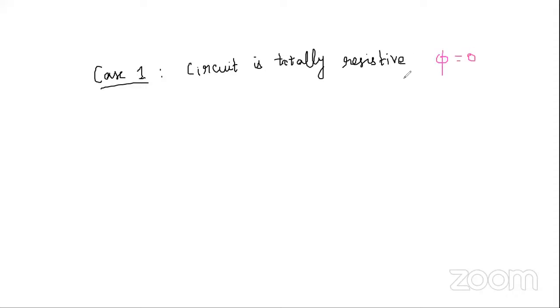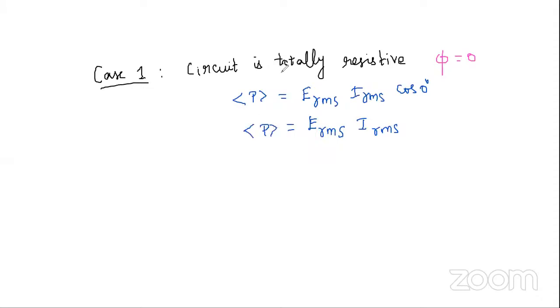We have already discussed that. You shouldn't have any hesitation to tell the answer, but I don't know why you are not thorough with this. So now the average value of power is E RMS into I RMS into cos 0 degree. This gives 1, so I RMS into E RMS. That is the average value of power when the circuit is totally resistive.